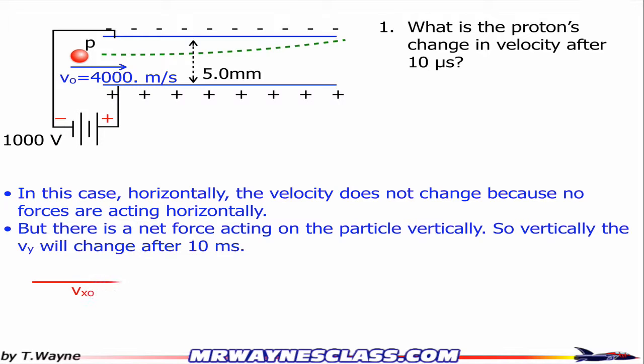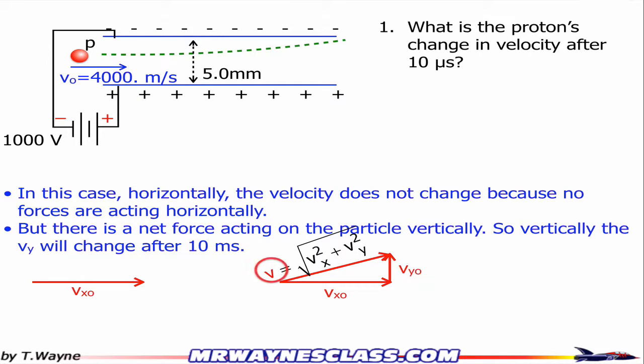The initial velocity is going to look something like this, Vxo. It's traveling at 4,000 meters per second. After 10 microseconds, the horizontal velocity will not change, but vertically, it's going to accelerate. So vertically, it's going to have a different velocity. And the final velocity after 10 microseconds can be found from Pythagorean's theorem. V equals the square root of Vy squared plus Vx squared. So that's going to give the final velocity that I'm after.